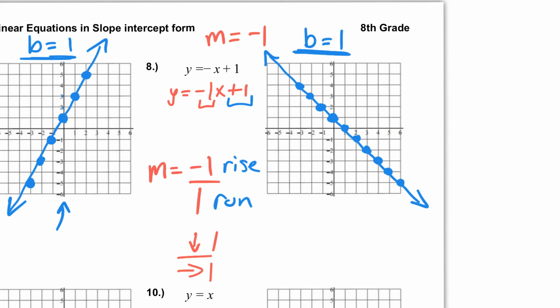The important part here is to note that if you ever see a negative x, it's like a negative 1x. So negative x has a slope of negative 1.